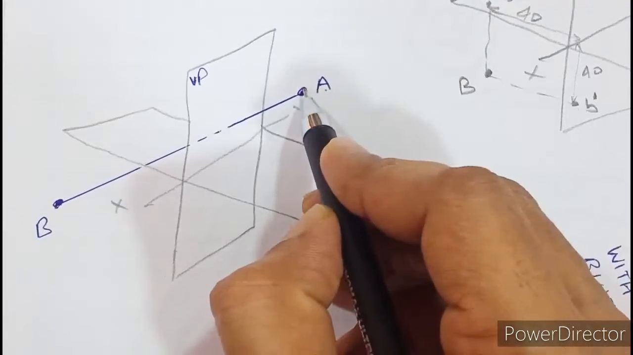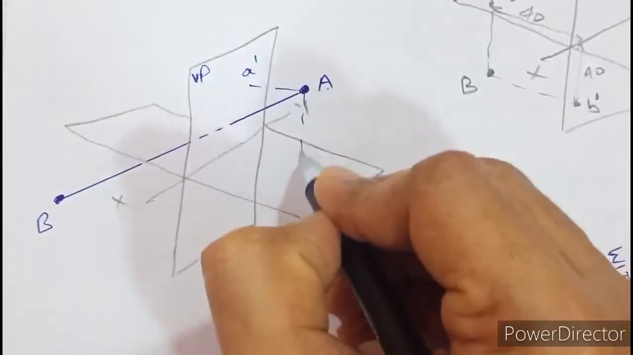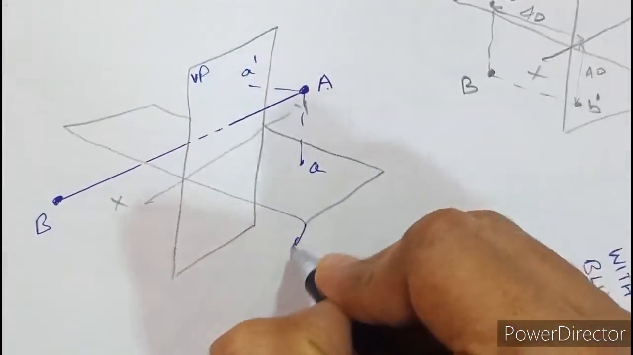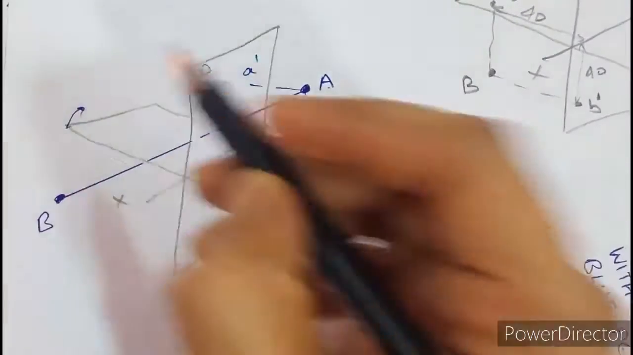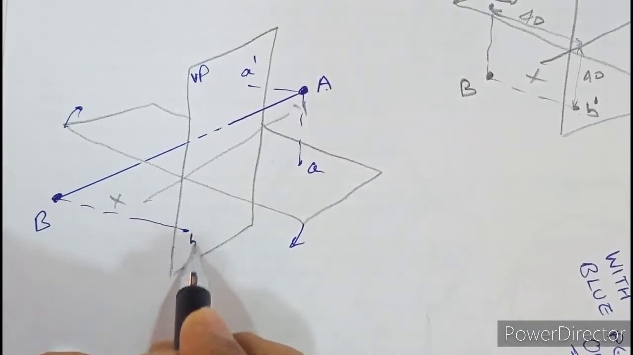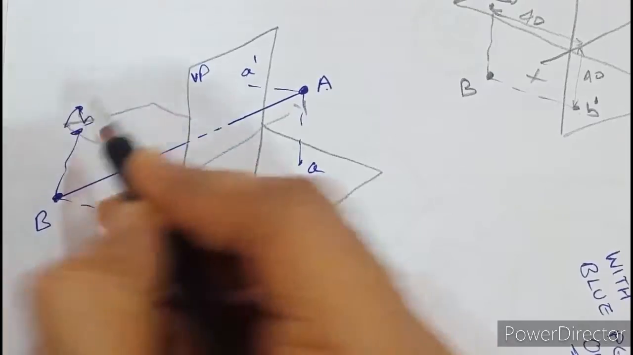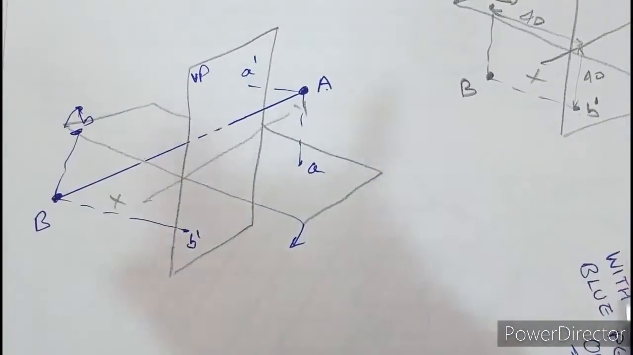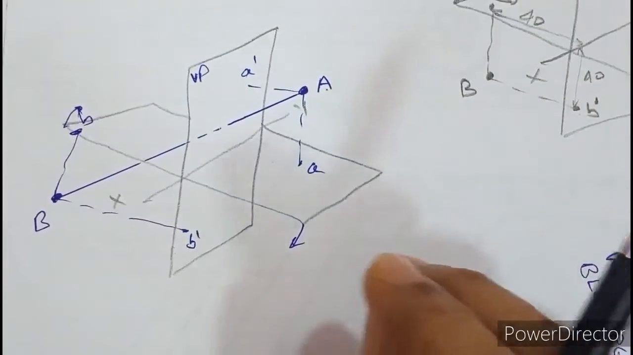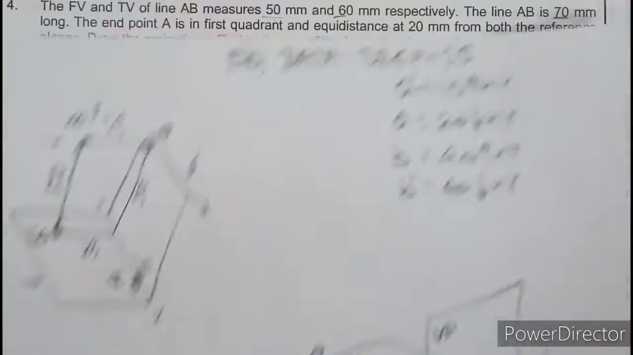You only have to understand that if a point is in the first quadrant, the front view A dash has to be above XY and A has to be below XY after you rotate HP. And if a point is in the third quadrant, the front view B dash will remain below XY after you rotate HP, and the top view B will lie above XY after you rotate HP. So only these things you need to remember. No need to look at the front view and top view and try to draw the planes over here. Let us see the further part.